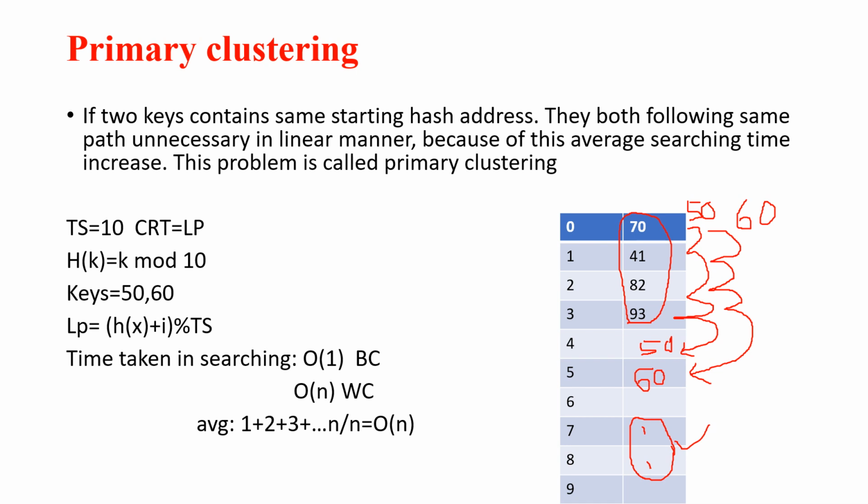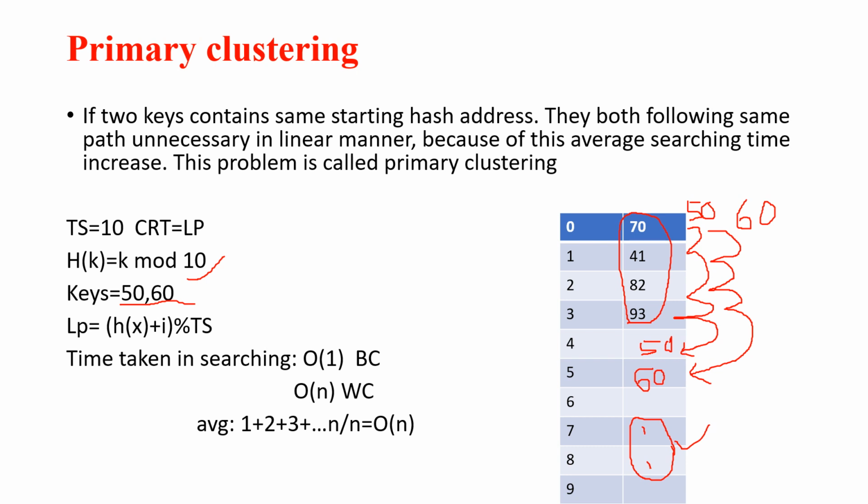Now, what is primary clustering? It says that if I am going to insert two key elements in the hash table, and at that time the two elements get the same starting index. Starting index means, suppose I am going to insert 50 and 60. If you calculate the index using the given hash function, you will get the same starting address, 0. So they both follow the same path unnecessarily, in a linear manner.